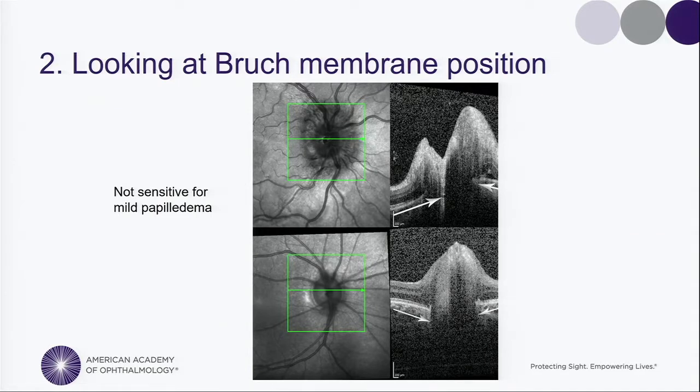The other thing we look at is the Bruch membrane opening. If you have very high intracranial pressure, you actually get deformation of the posterior pole that we see on an MRI as flattening of the posterior pole. You can actually see it on the OCT as upward bowing of Bruch's membrane. The problem with this one is that it's not very sensitive for mild increase in the intracranial pressure, so some people may not have that sign.